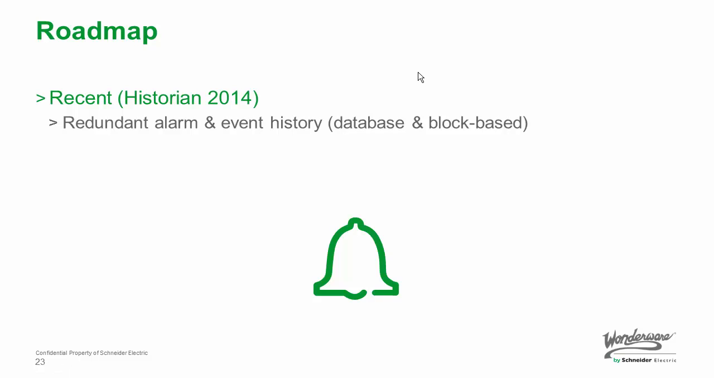We've added the redundant alarm and event history support. That was in Historian 2014, and we're continuing to improve upon that.